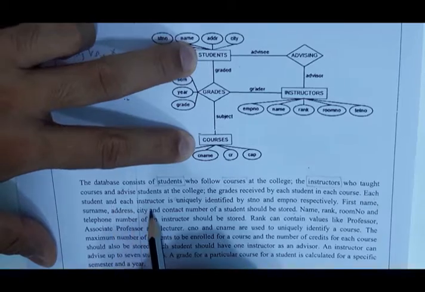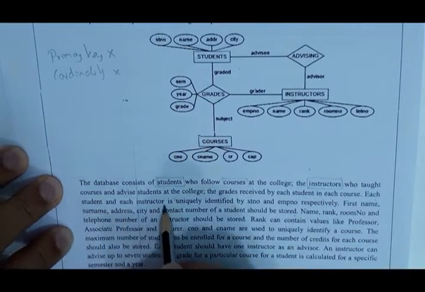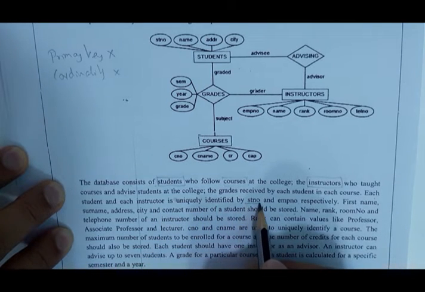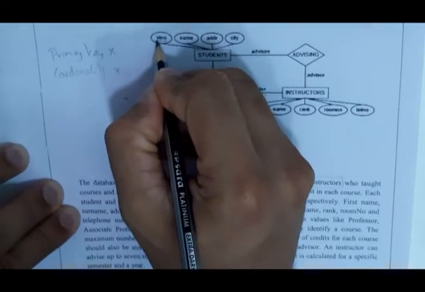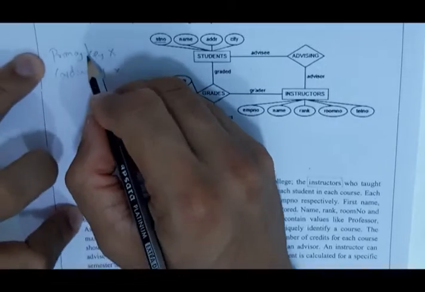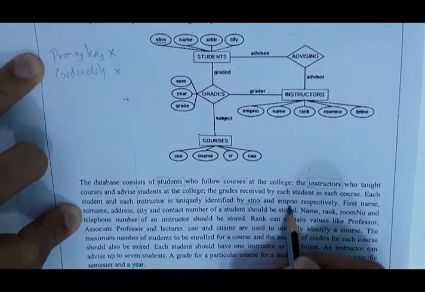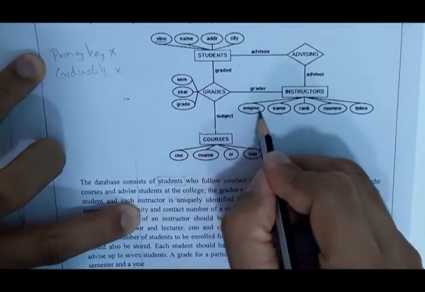Now, each student and each instructor is uniquely identified by student number. That's the primary key of what? Each student. The student primary key is student number. So we have to underline it. So we are correcting the primary keys now. And employee number respectively. So employee number becomes the primary key of the instructor.